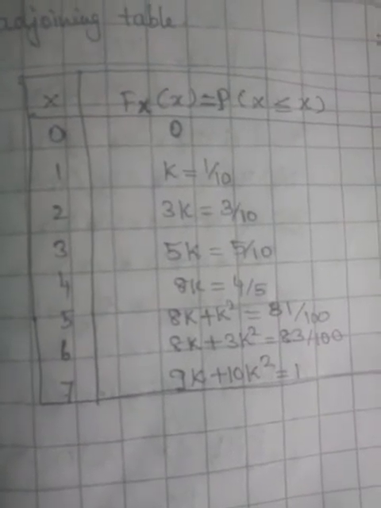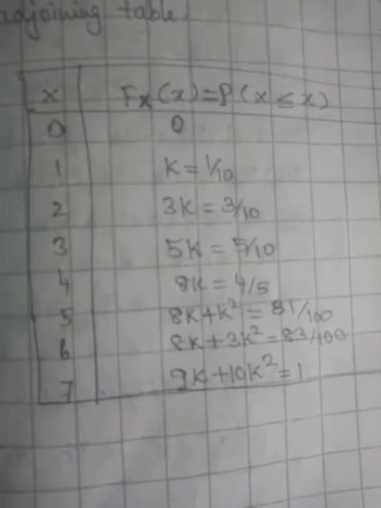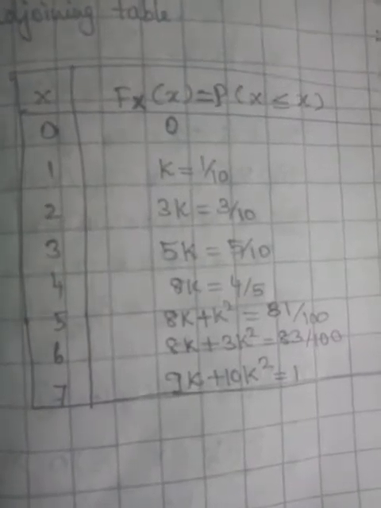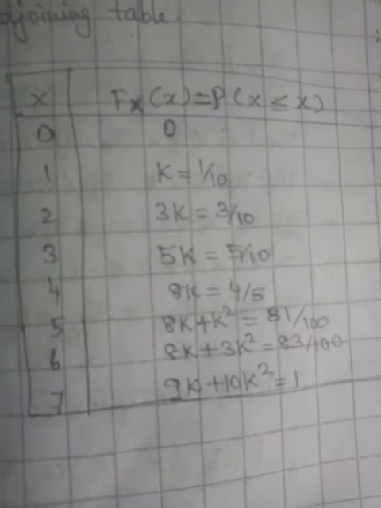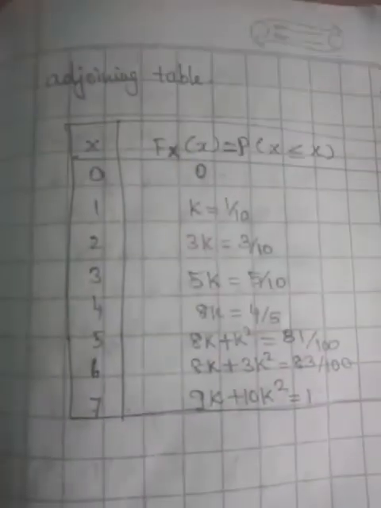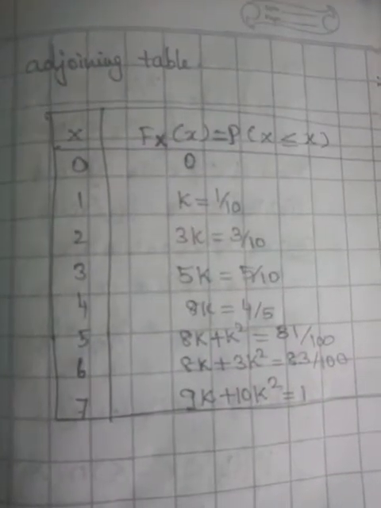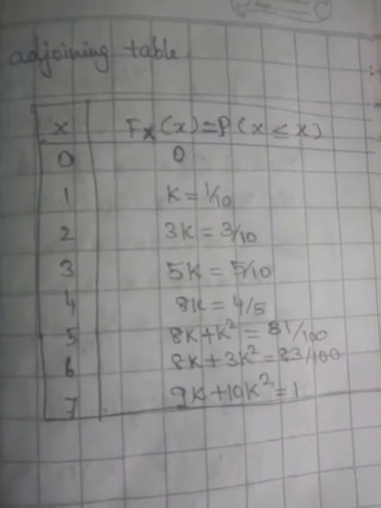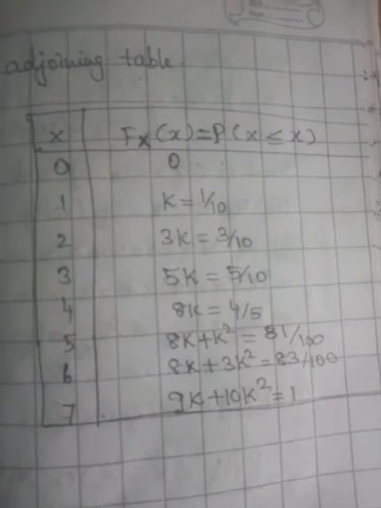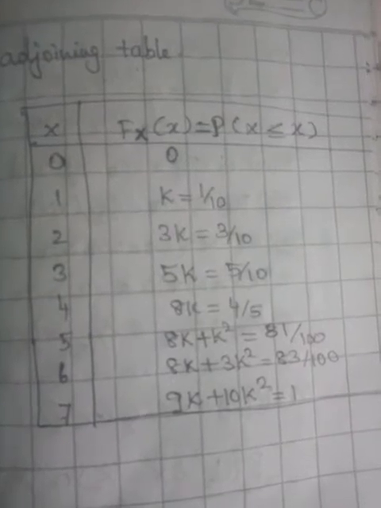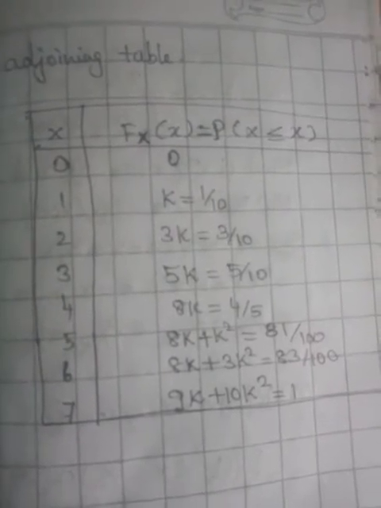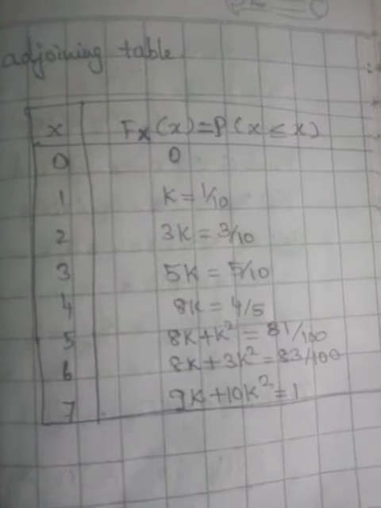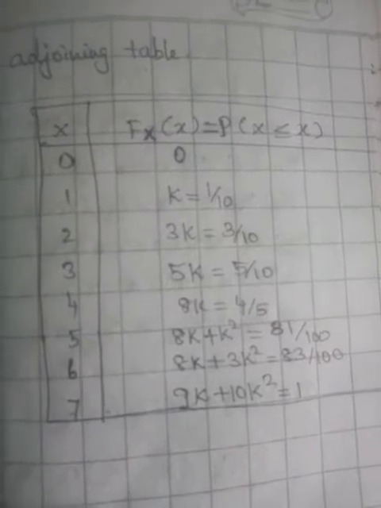8k plus k square is equal to 81 by 100. Next, 8k plus 3k square is equal to 83 by 100. Next, 9k plus 10k square equal to 1. That means k value is 1 by 10. Applying the value, we get the answer.